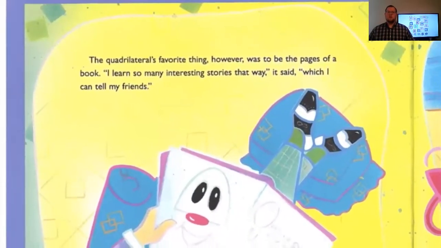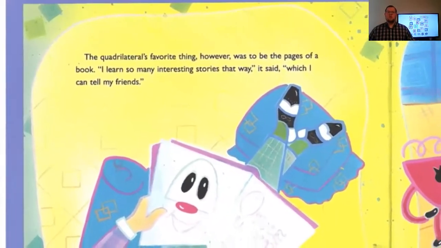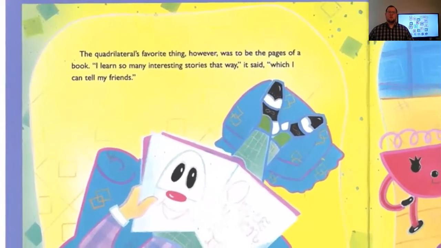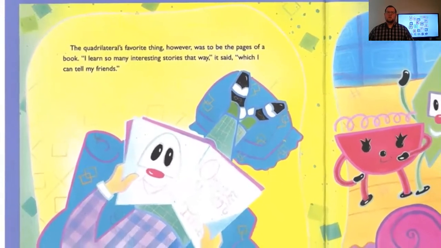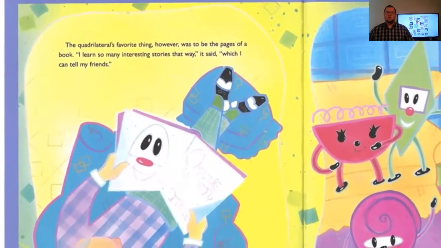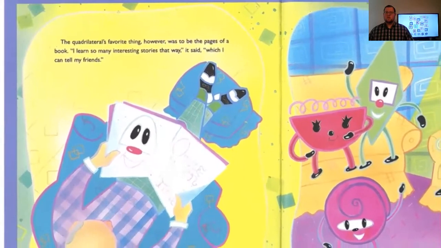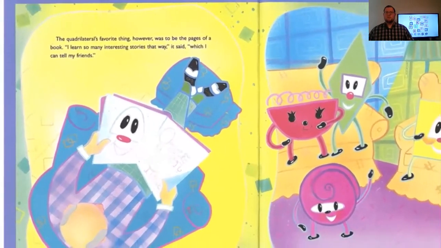The quadrilateral's favorite thing, however, was to be the pages of a book. I can learn so many interesting stories that way, it said, which I can tell my friends. The quadrilateral's friends liked hearing the stories.